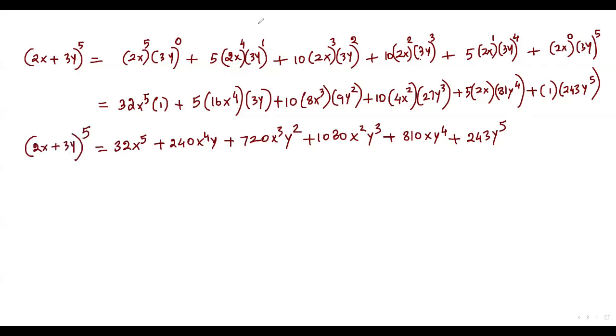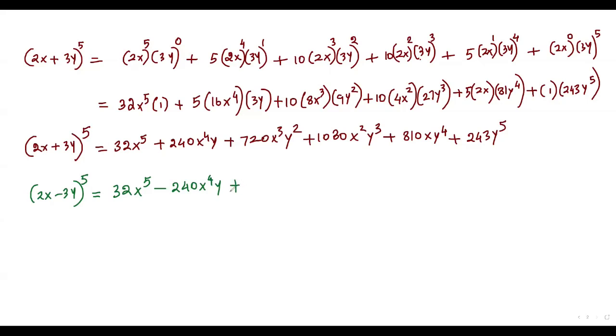What if I have a negative sign over here, that is 2x minus 3y whole to the fifth power? All the process I've done so far is the same. The only thing I have to do is take the signs alternately, positive and negative. I have to start the first term with a positive sign, that is 32x to the fifth power. Then for the second term, I have to take a negative sign, that is negative 240x to the fourth power times y.